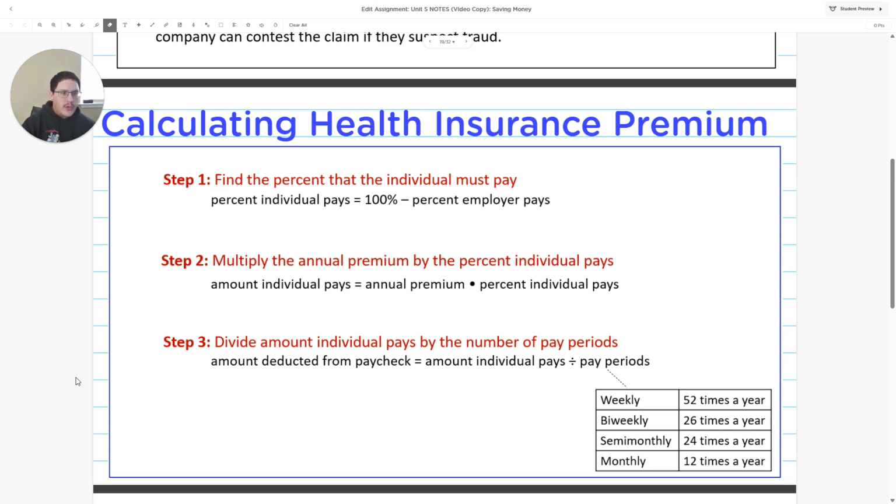So now let's go through some problems involving health and life insurance. We're not going to go through everything, just some problems to get you an idea of what goes into the calculations of these things. So we're going to go through a problem that involves calculating the health insurance premium. Again, these steps will make sense when we go through the actual problem, but I'm going to give you a preview of what these steps are.